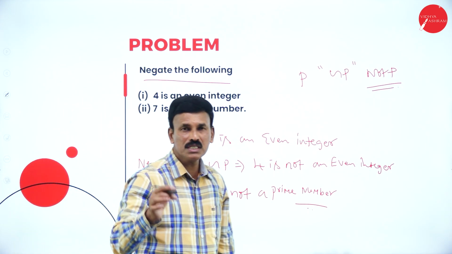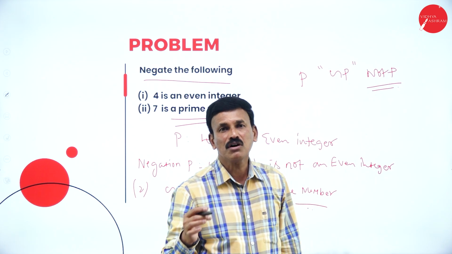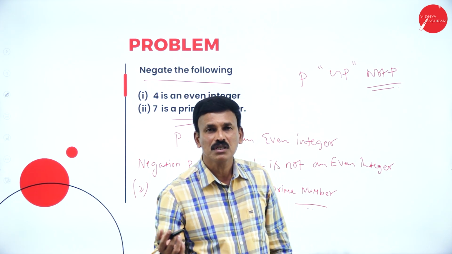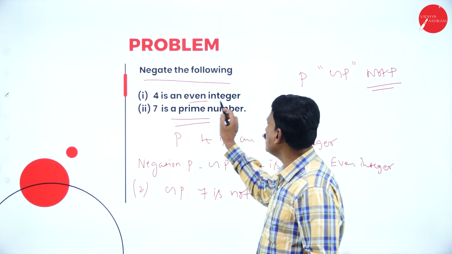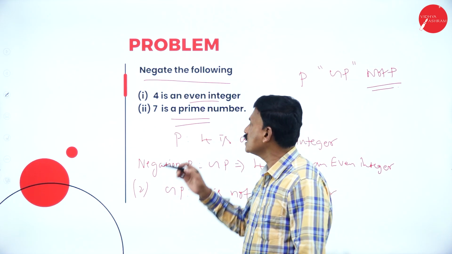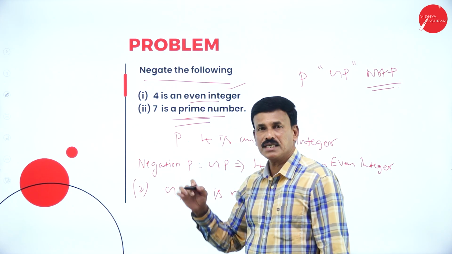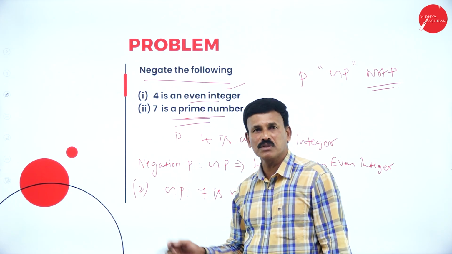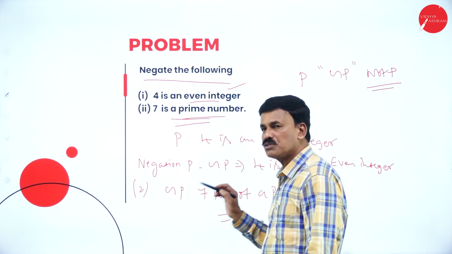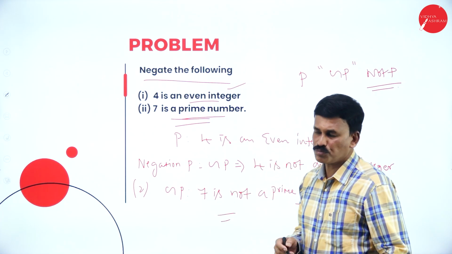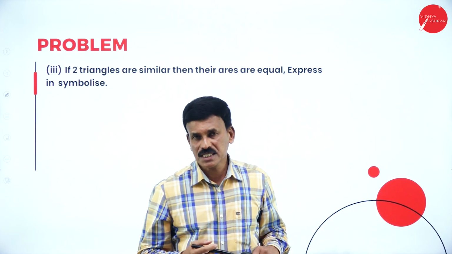So if P is a given proposition, then not P is called the negation of P. Here, 4 is an even integer. The negation of this is 4 is not an even integer. 7 is a prime number. The negation of this is 7 is not a prime number. That's it. This is how we write the negation for the given proposition. Let us come to the next set of problems.